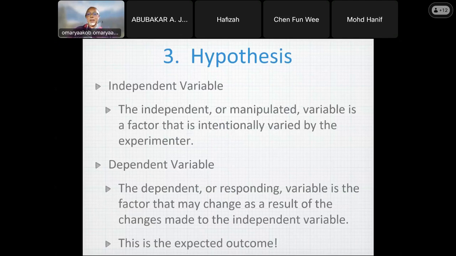The independent is the manipulated, or the thing that we change. The dependent will be the response.